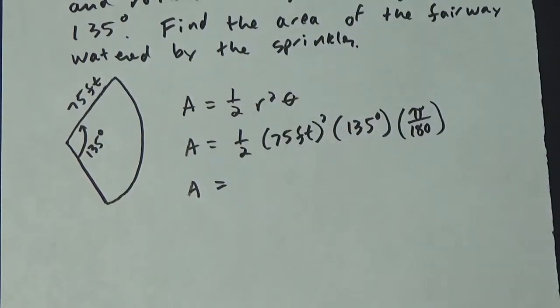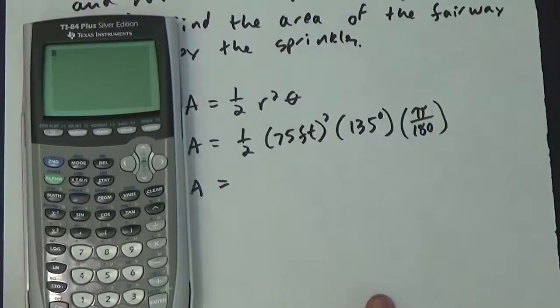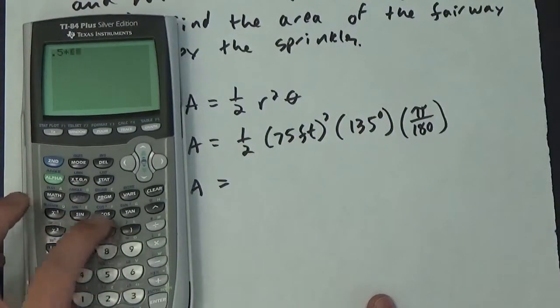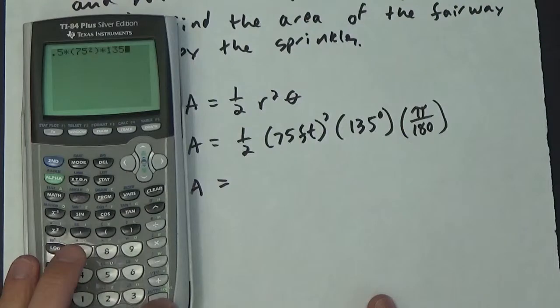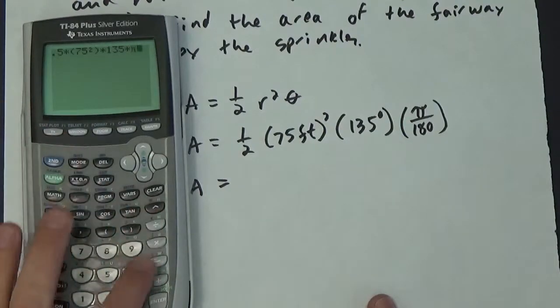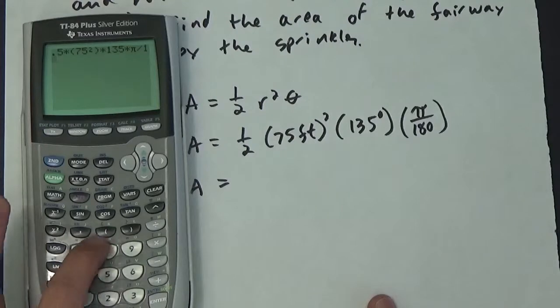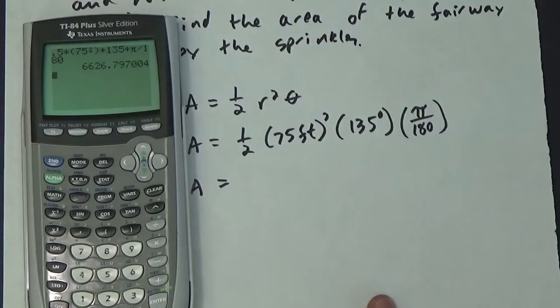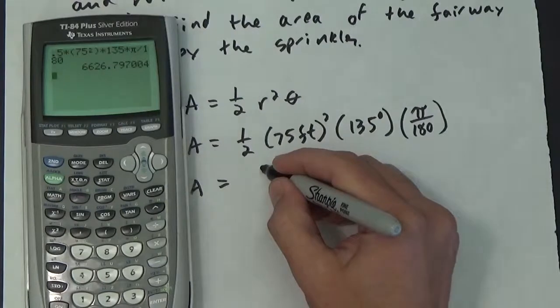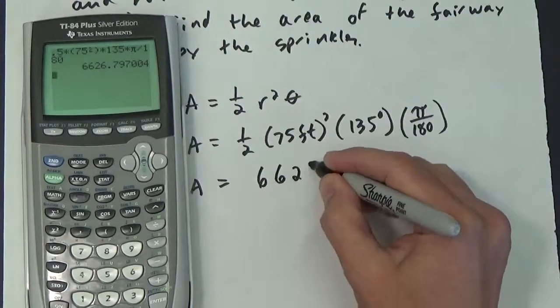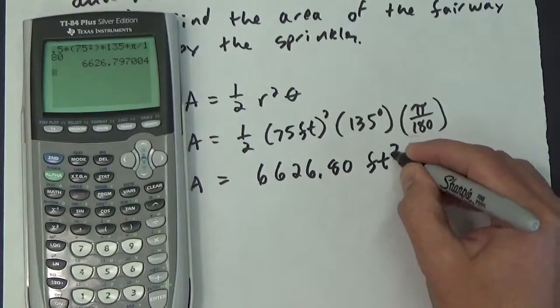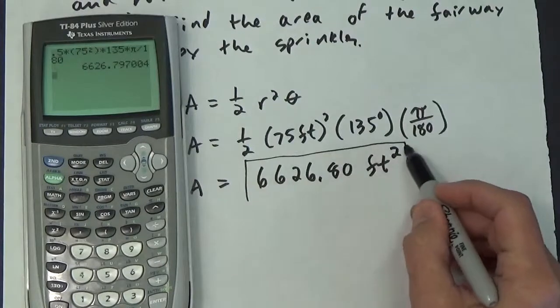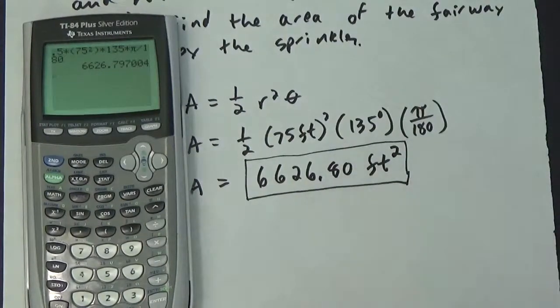Of course, this is a word problem, so on word problems we do stick it in a calculator and get a decimal equivalent. So let's see, 0.5 times 75 squared times 135 times pi divided by 180. Let's see if that comes out right. It does. So it's 6,626.80 feet squared. So that is how much area that one sprinkler is getting to.